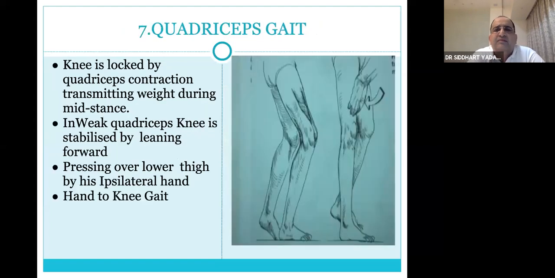Now, what is quadriceps gait? This is seen most commonly in poliomyelitis. Normally the knee is locked by quadriceps contraction and transmits weight during mid stance. Now, in case of weak quadriceps, the knee is stabilized by leaning forward. The patient leans forward and presses over the lower thigh with his ipsilateral hand. This is also known as hand to knee gait.